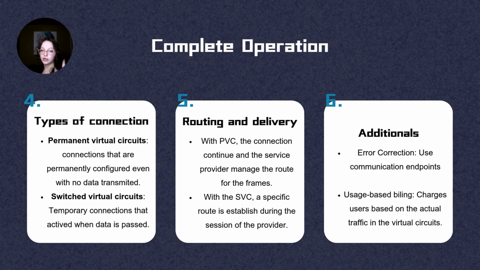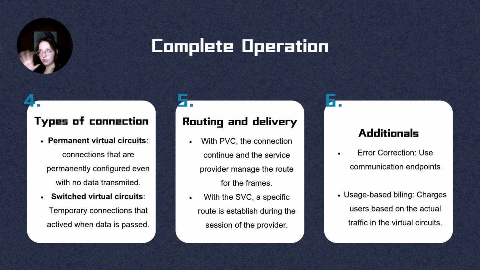Now, as the fourth step, I'm going to explain the types of connection that we can use to send the frames of data. We have permanent virtual circuits, which, as the name says, are logical connections that are permanently configured and maintain an active connection even when no data is being sent. And we have switched virtual circuits, which, unlike the first, are temporary connections and are only established when data needs to be sent at that moment.